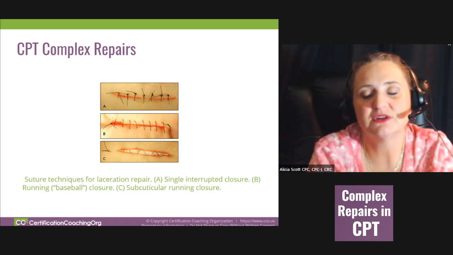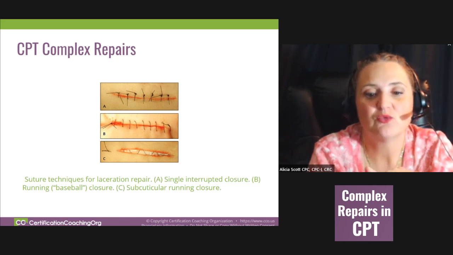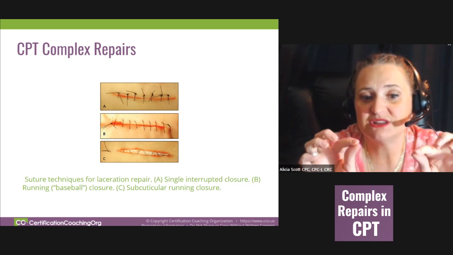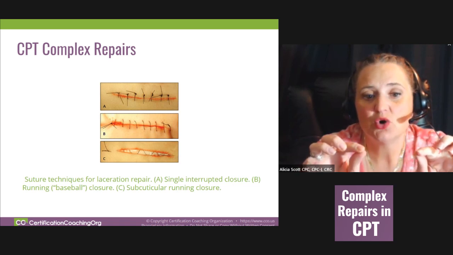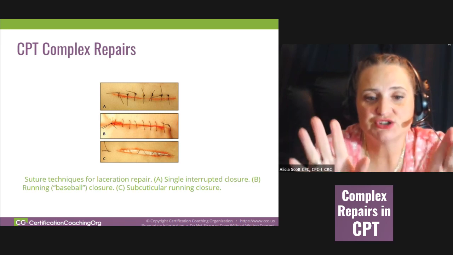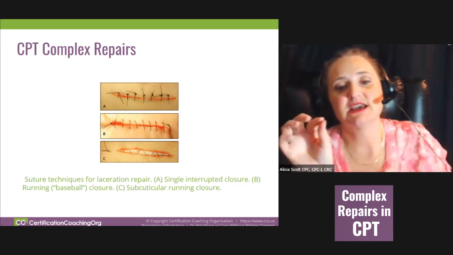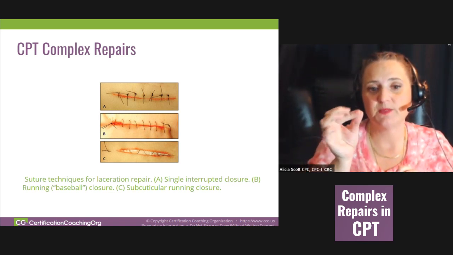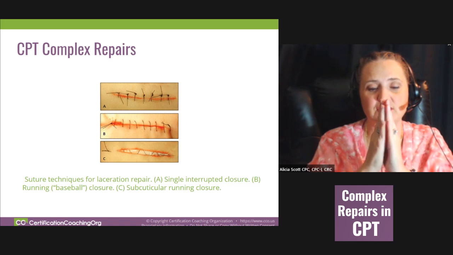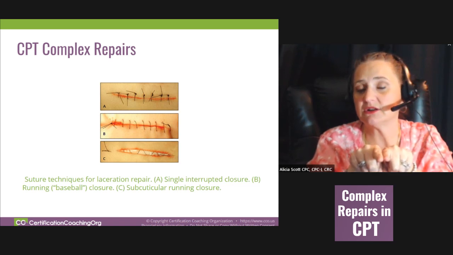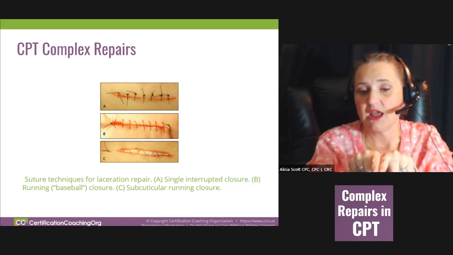This next one is a really unique one too. It's a cuticular running closure, and I think they do this type very often when they're wanting to not have a scar. What that does is they are actually going in the subcu tissue, pulling it together so that it makes a nice smooth line, right? And letting the top heal on its own.